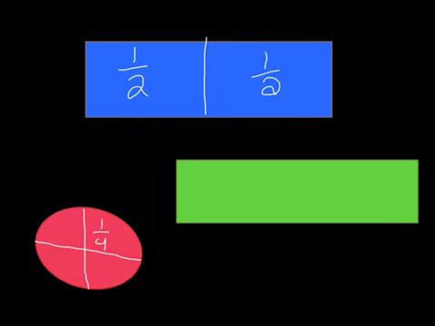So how would I say this fraction? Say it for me. Yeah, this would be 1/4 again. This is 1 out of 4 parts.